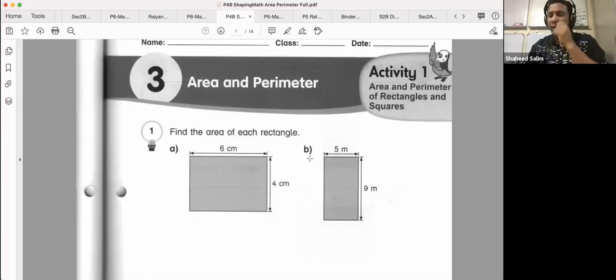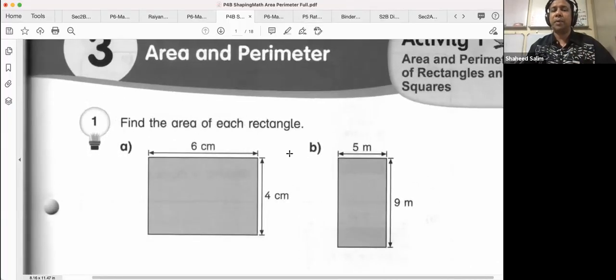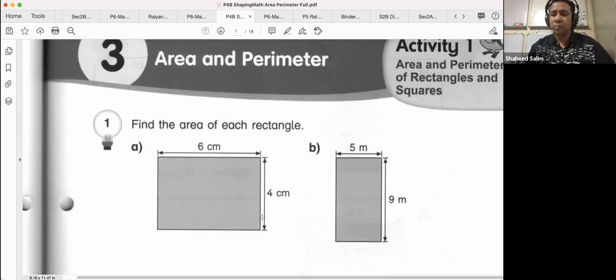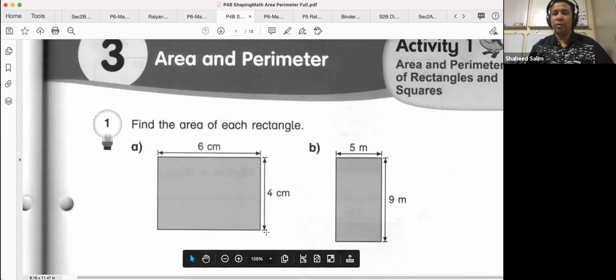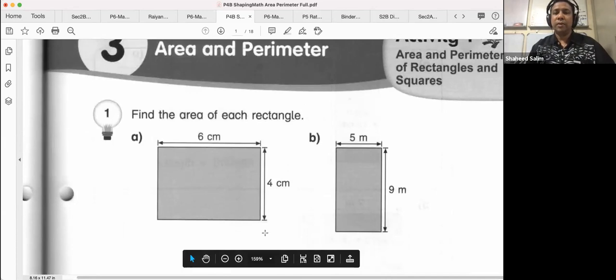Okay, so let us find the area of this. Very simple, Neris. It is length times breadth. That's your area.